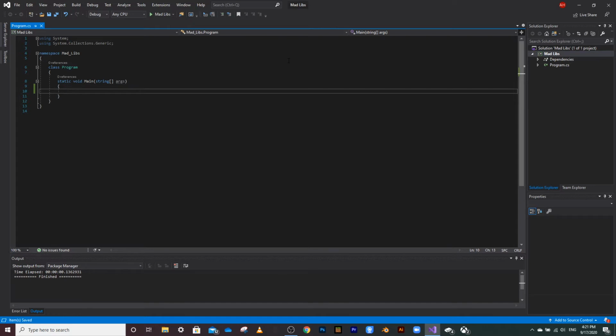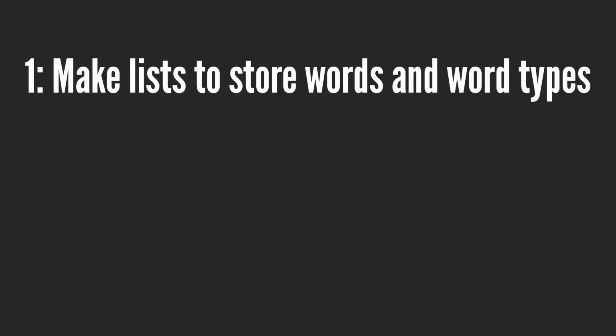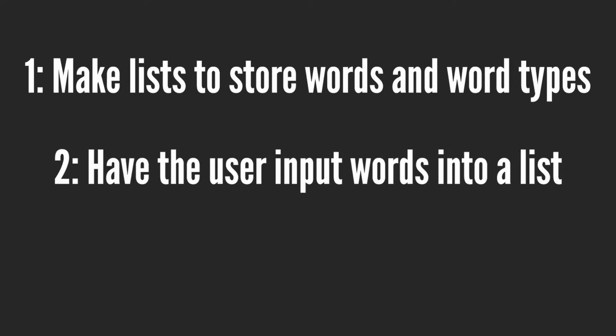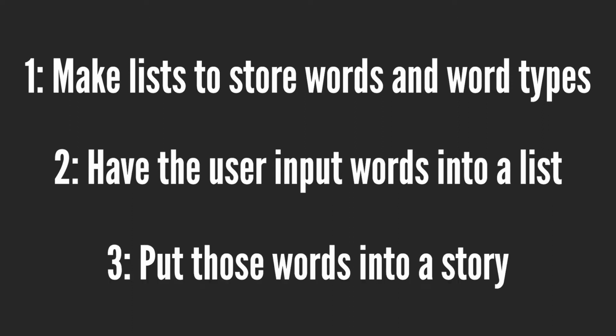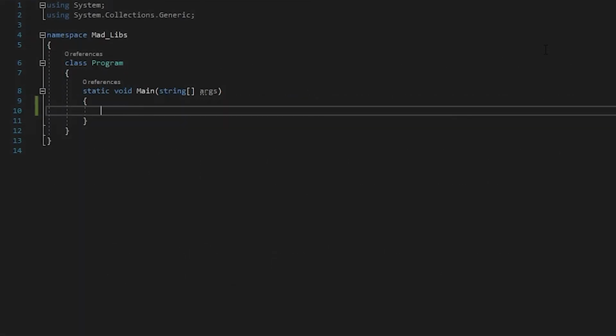So what we need to do is create a way to store variable information, so the types of words that we need to input and the actual words themselves. We need to receive user input and put that input into our new variable or list, and then we need to put those in the Mad Lib story. So I'm going to put this up on screen a bit simpler because I don't know if I explained that super well. But anyways, let's start out.